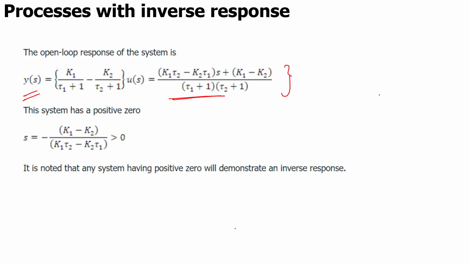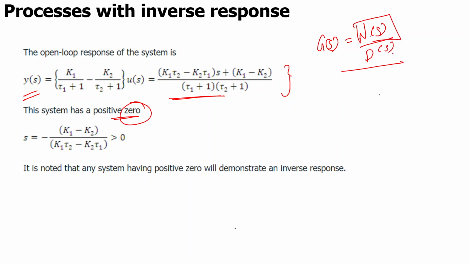One of the characteristics of an inverse response is that the system should have a positive zero. Zeros are defined as the roots of the numerator. So if we have a transfer function G of s equal to numerator upon denominator, then the roots of the numerator are termed zeros, and at least one of the roots should be greater than 0 for the system to exhibit inverse response.